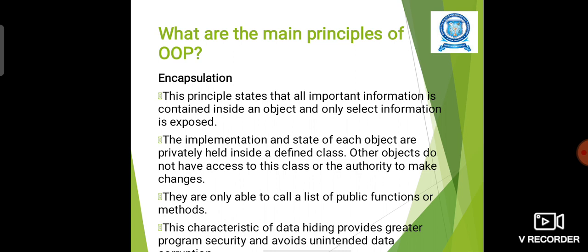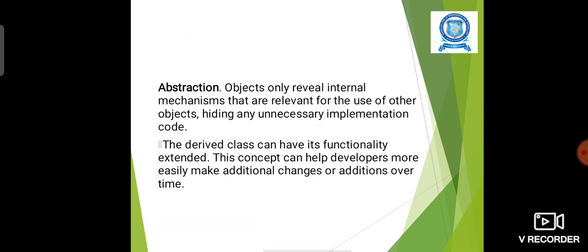Main principles of OOPS. Encapsulation. The principle states that all important information is contained inside an object and only selected information is exposed. The characteristic of data hiding provides greater program security and avoids unintended data destruction. Abstraction. Objects only reveal internal mechanisms that are relevant for the use of other objects, hiding any unnecessary implementation code.